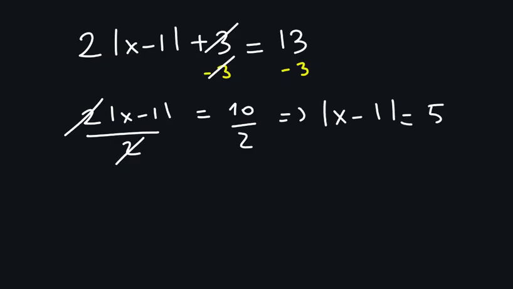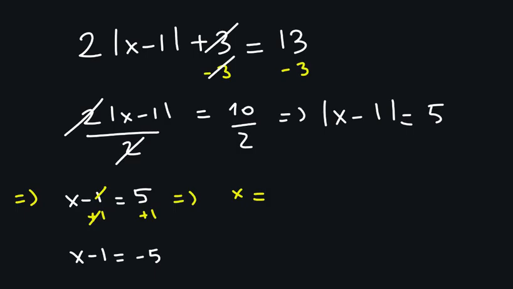So if I start from here, x minus 1 is either 5 or x minus 1 is negative 5. So for the first option, if x minus 1 equals 5, I'm adding 1 to both sides. These are cancelled out. So x equals 5 plus 1, 6. That's my first solution. As the second case, x minus 1 equals negative 5.